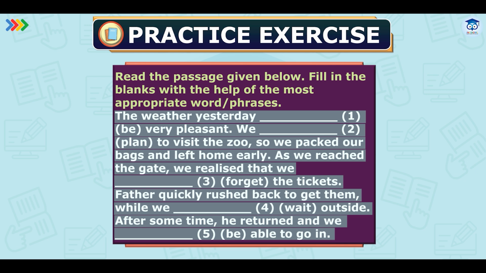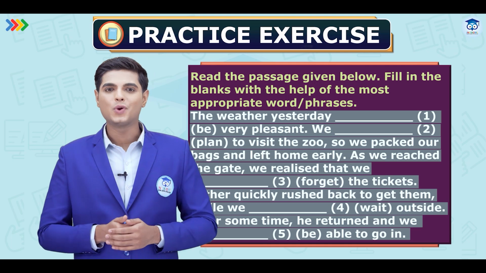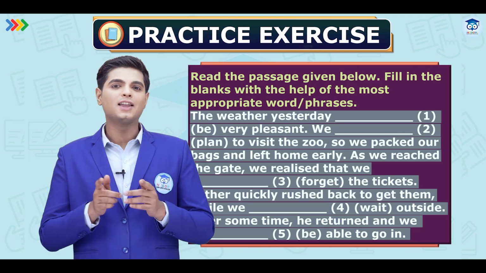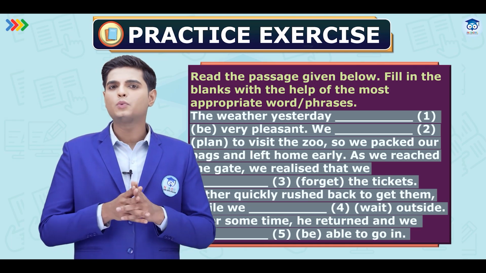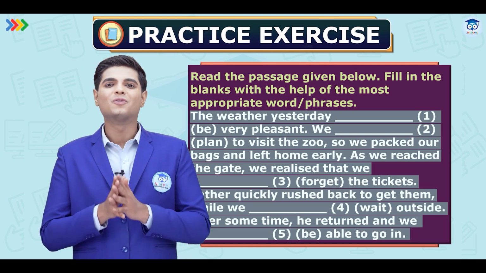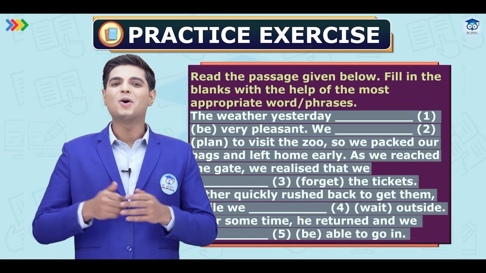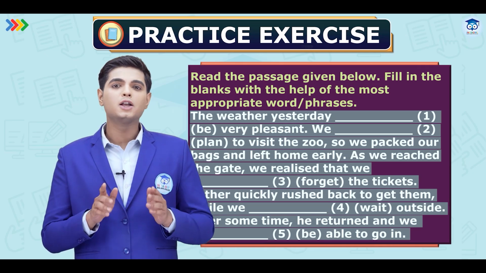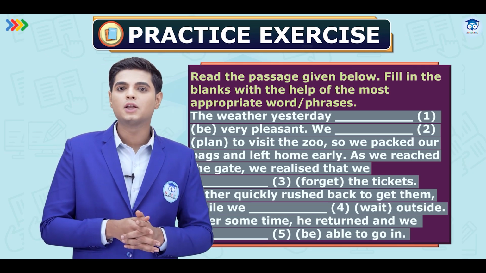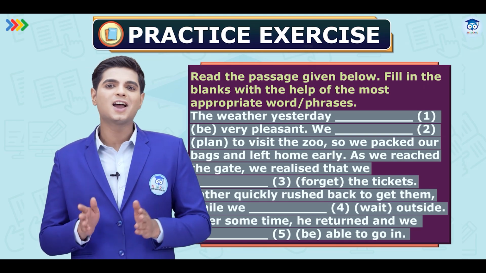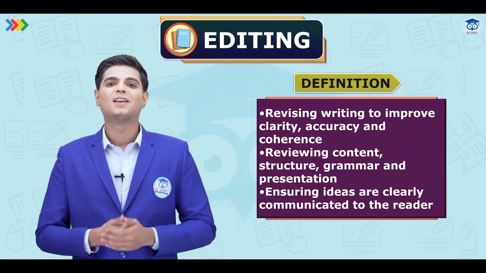Now the fourth one, we blank outside. It's a simple past action, so the correct form is waited. And finally, we blank to go in. Again, it's past tense. And with we use were. So the full sentence is, we were able to go in. Great job if you got those. Remember, it's all about spotting time clues, keeping tenses consistent, and knowing your verb forms.